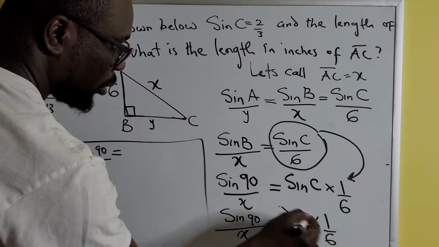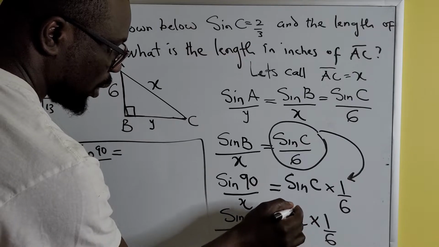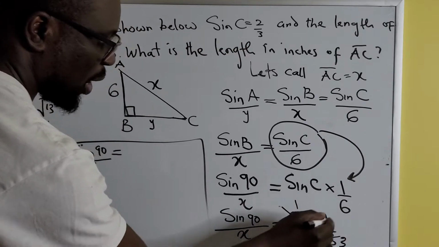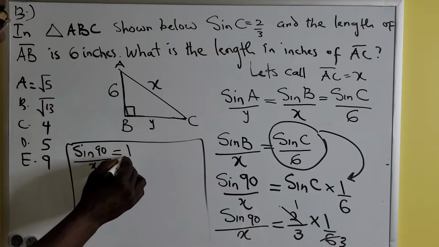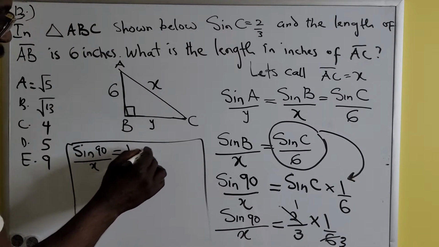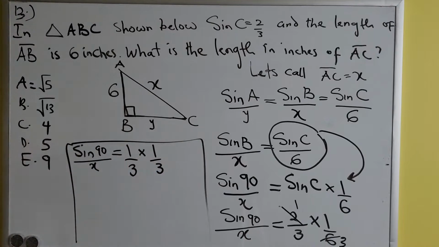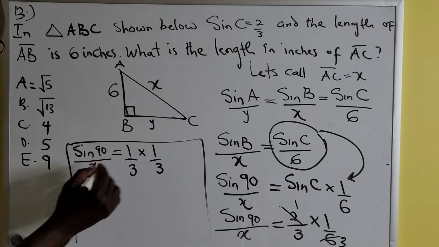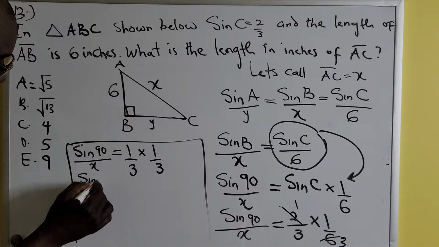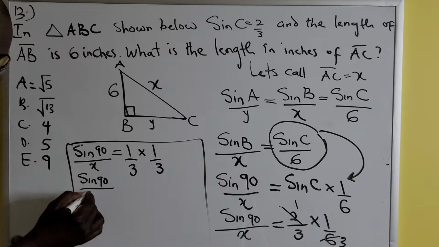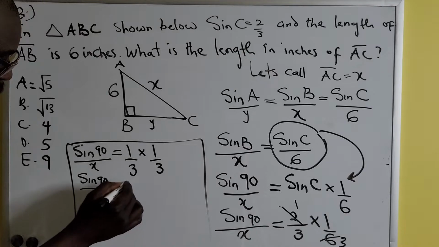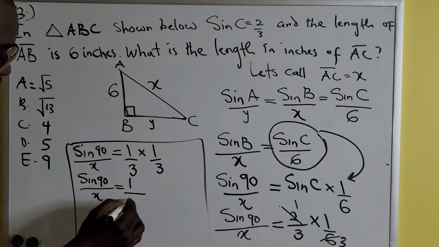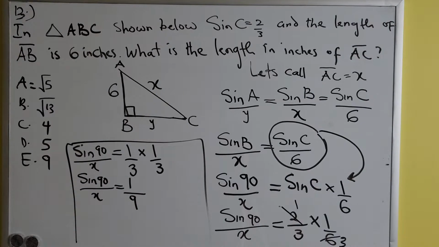2 divided by 2 is what? Is 1. And 2 divided by 6 is 3. So you already have 1. You have 1 over 3 times 1 over 3. That's what you get. So if you expand this, that will be sine 90 divided by x is equal to 1 times 1 is 1, divided by 3 times 3 is 9. So you have 9. Okay?